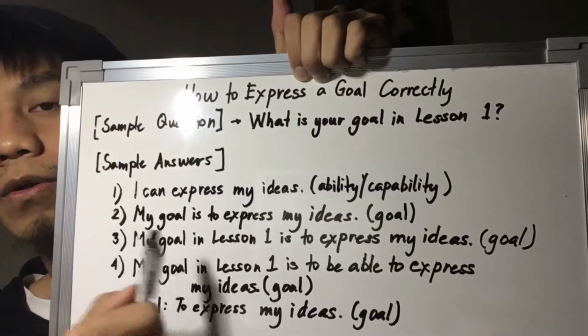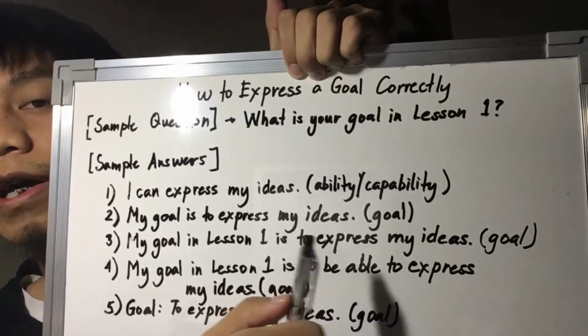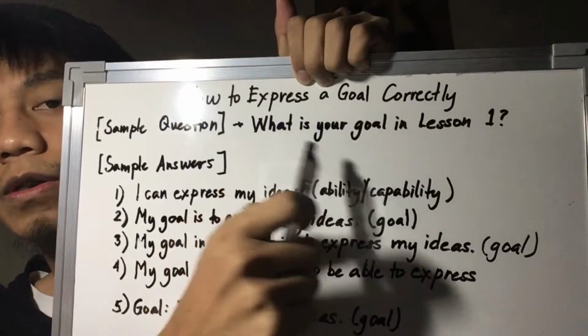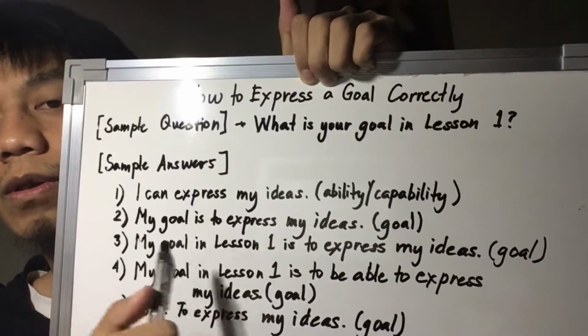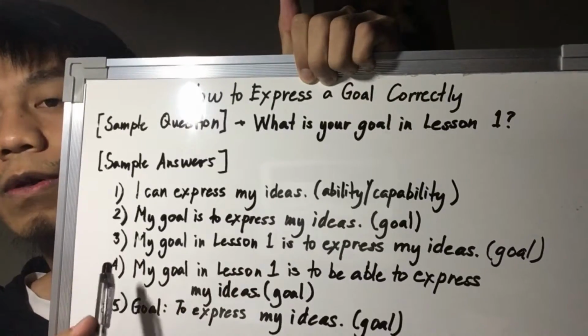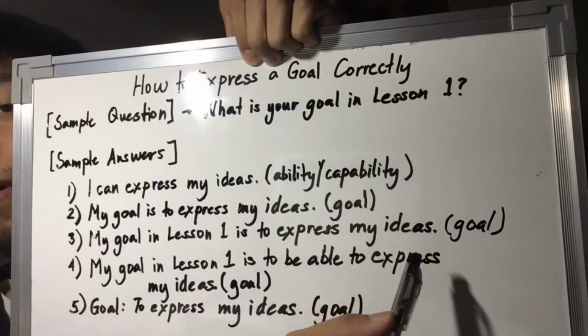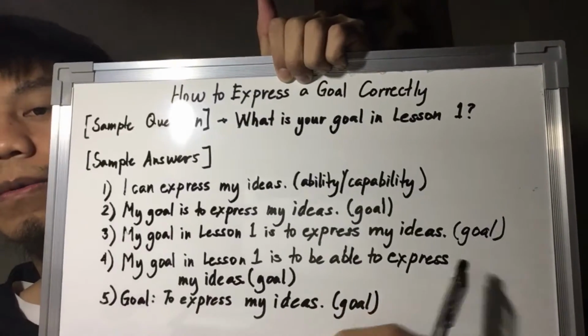Let's start with number 2. My goal is to express my ideas. So number 2 answers this question. What is your goal in lesson 1? My goal is to express my ideas. Or you can also say, my goal in lesson 1 is to express my ideas. Now that is a goal.